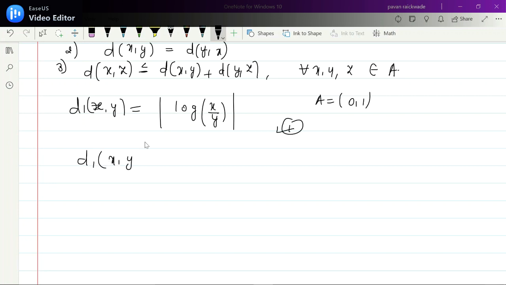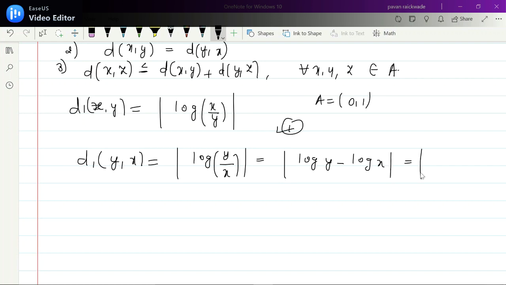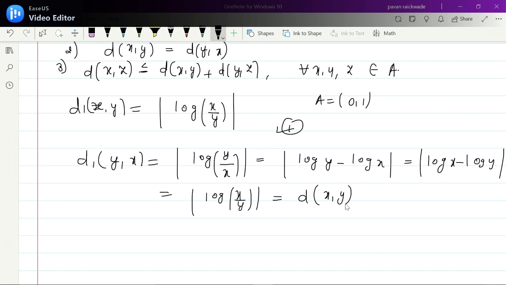So let's find what the distance between y and x is now. D1 at y, x is equal to the modulus of log of y by x. But we know this is equal to the modulus of log y minus log x, which, because it's a modulus, I can take the minus sign common, and it is the same as the modulus of log x minus log y, which is again the same as the modulus of log of x upon y, which is equal to the distance between x and y. So the second property is also satisfied.